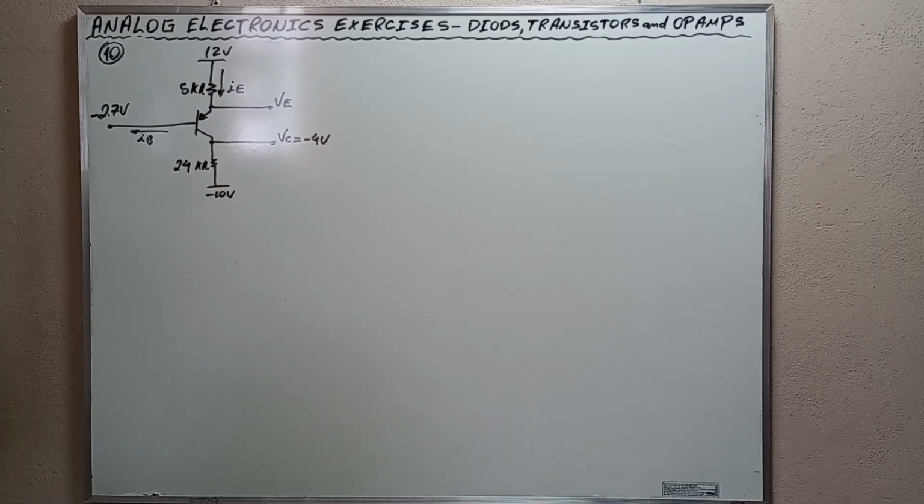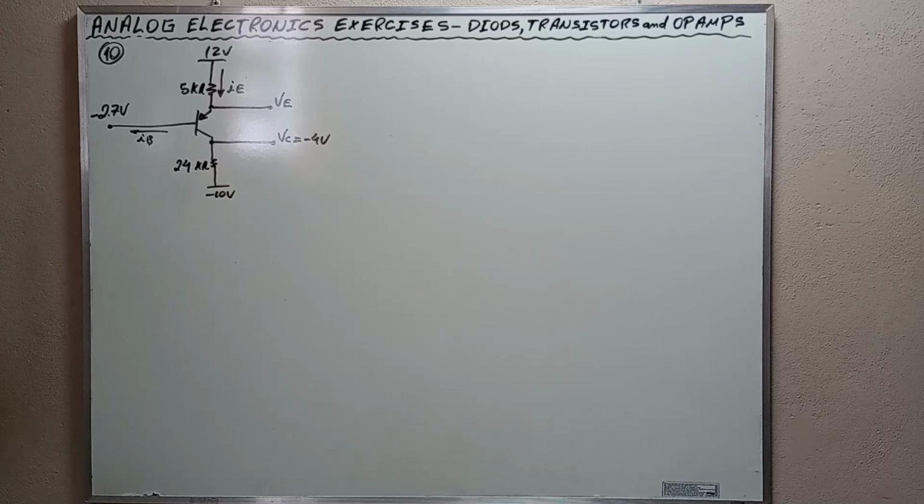Calculate the voltage at the emitter such that the current gain is suitable for heavy loads, for example, a DC motor. Okay, my friends, this is the exercise. Let's go to the solution.